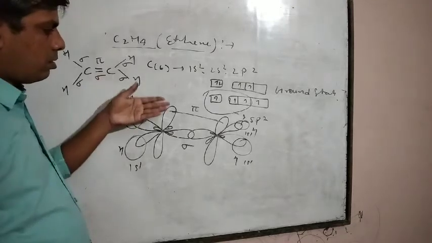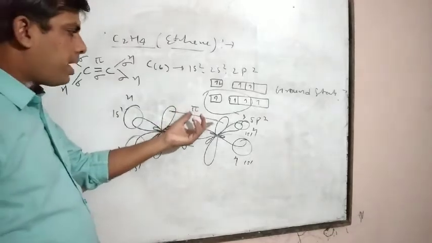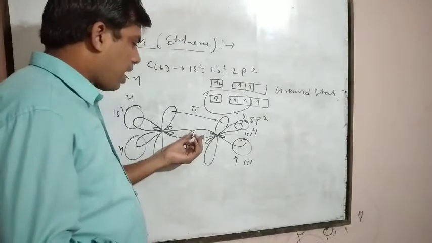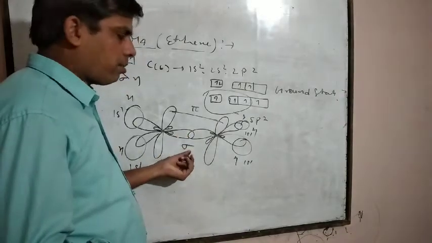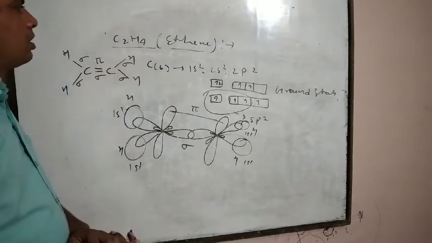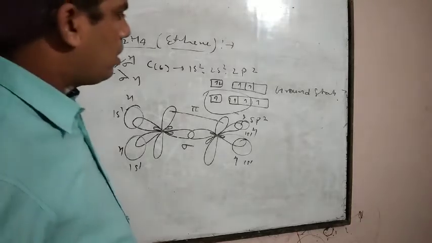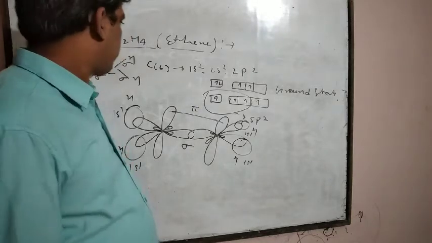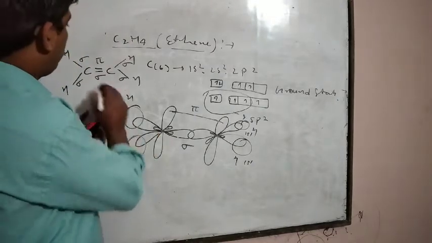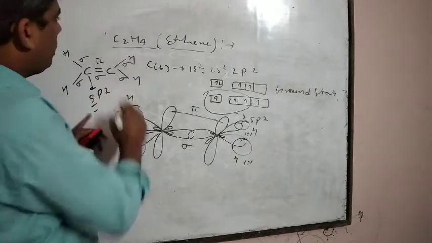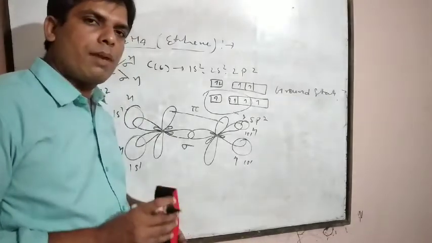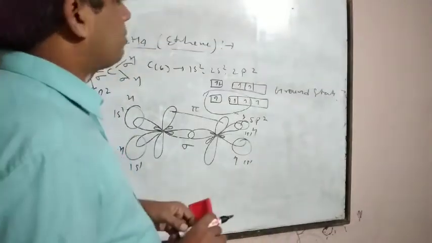So sidewise overlapping of unhybridized orbitals forms a pi bond, and end-to-end overlapping of hybrid orbitals of each carbon atom forms a sigma bond. This is the structural formula of C2H4, ethene. In this way, in each carbon sp2 hybridization takes place. In ethene, each carbon has sp2 hybridization.